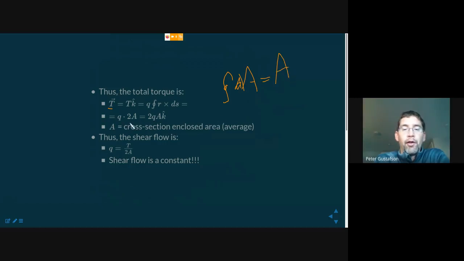So if this is 2dA, which of course it is, then this is going to be 2a, and so this integral ends up being equal to q times dA. It's q times 2a, so the total torque is equal to 2 times the area enclosed times the shear flow.